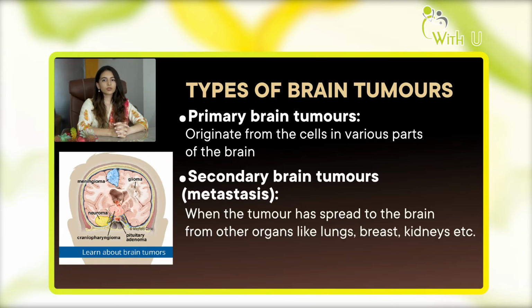And secondary brain tumors originate from other organs like breast, lung, kidneys, colon, and then they spread to the brain through arteries. This is known as a hematogenous spread of the tumors. Metastases occur more frequently than primary brain tumors.